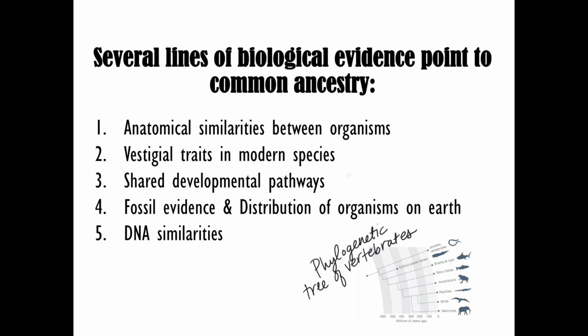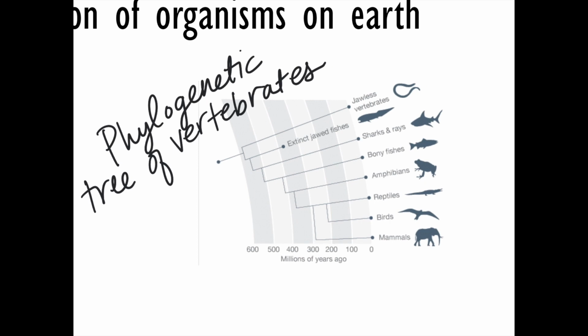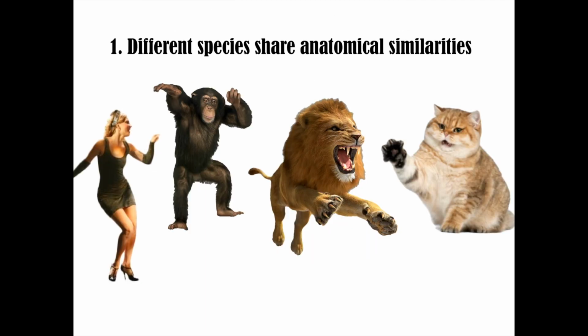Let's zoom in on this phylogenetic tree of vertebrates and examine some of this evidence in some of the mammals that we should be familiar with. The first line of evidence that supports this idea that all of life descended from a common ancestor is that different species share anatomical similarities. And this makes sense to us, right?